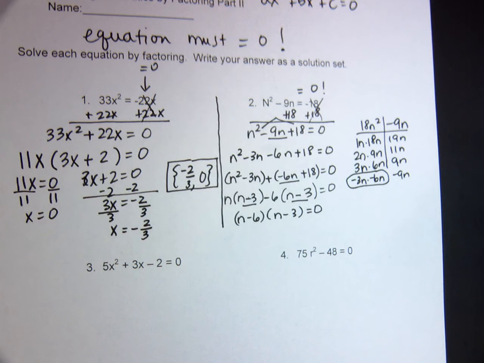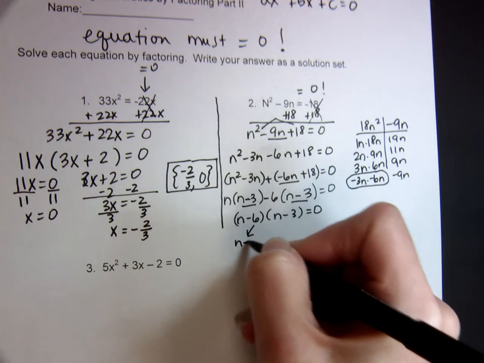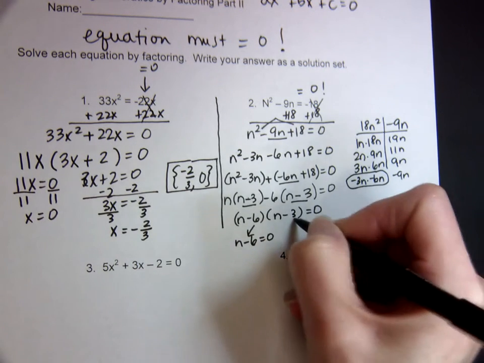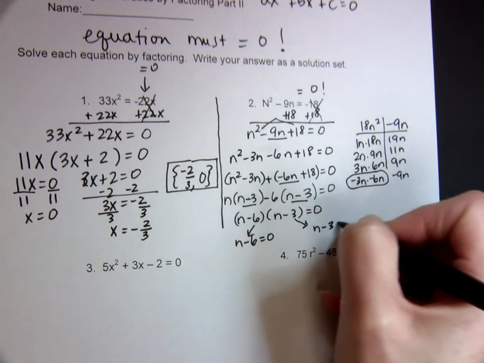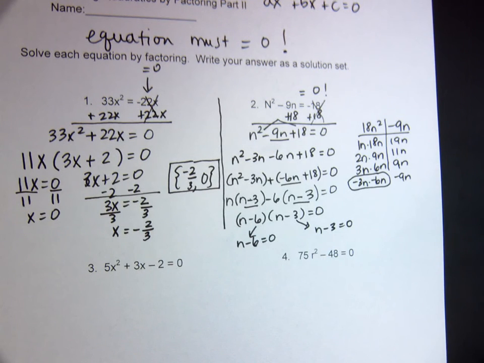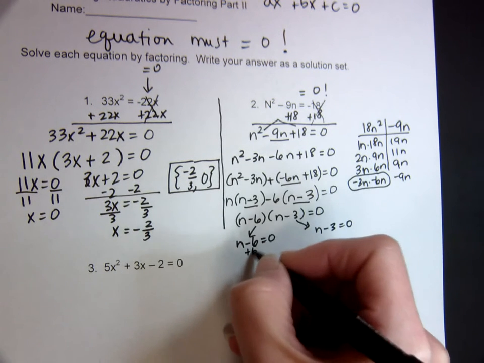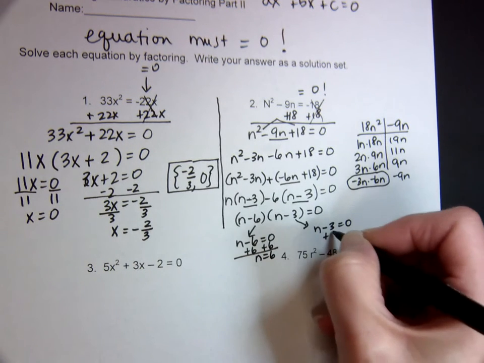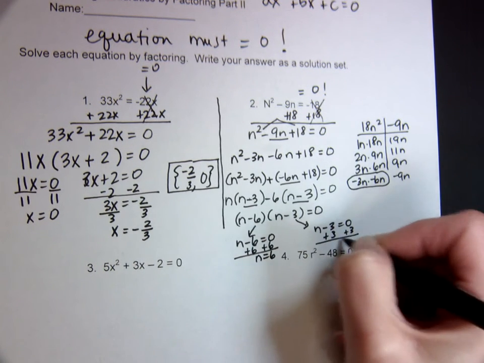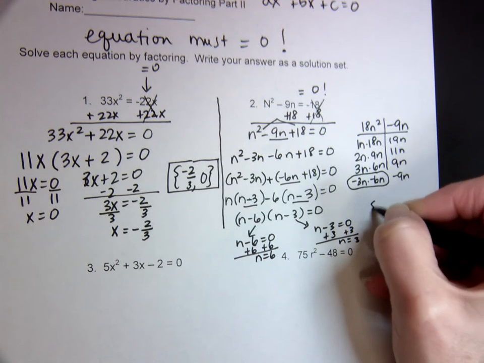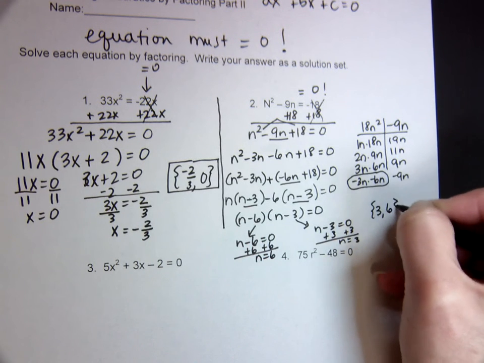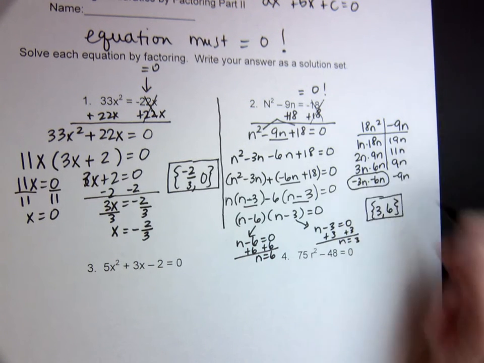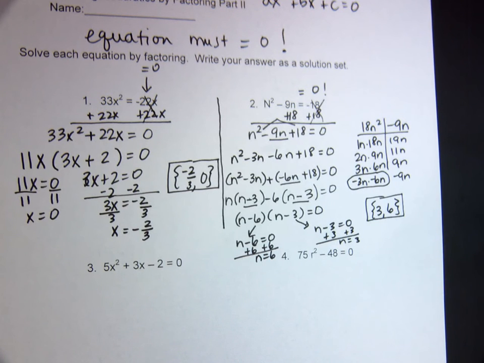At this point, we need to break it up into two separate equations. So n minus 6 equals 0 and n minus 3 equals 0. So we can add 6 and get n equals 6, add 3, and n equals 3. So our two answers here, our two solutions are 3 and 6.